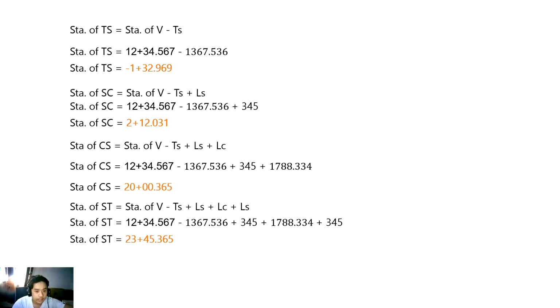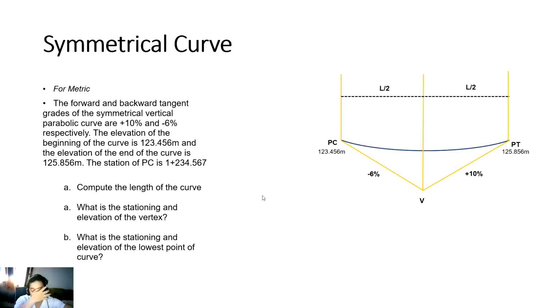Okay, for our next topic, it is symmetrical curve. So the question is, the forward and backward tangent grades of symmetrical vertical parabolic curve are plus 10% and negative 6%, respectively. The elevation of the beginning of the curve is 123.456 meters and the elevation of the end of the curve is 125.856 meters. The station of PC is 1 plus 234.567.